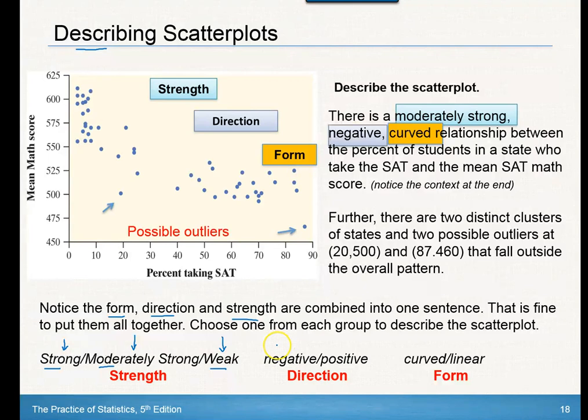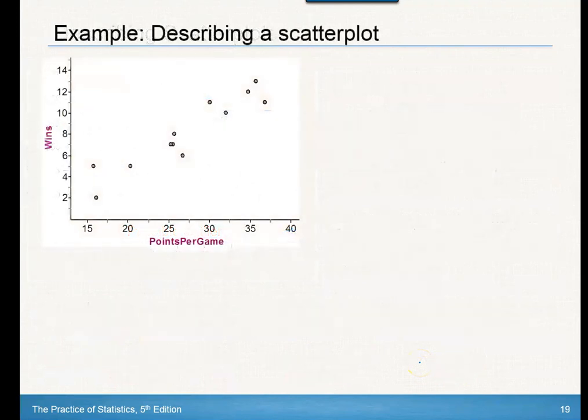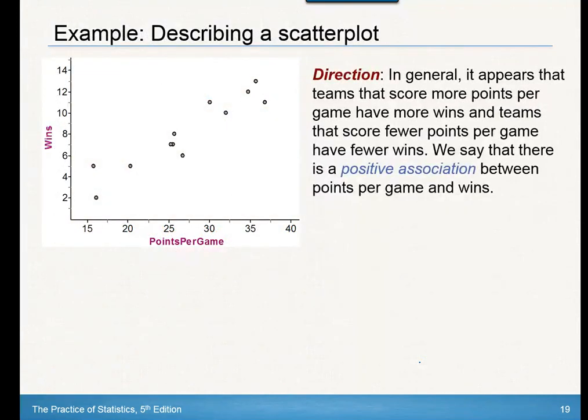Negative is like basically having a negative slope. Positive is like having a positive slope. And then the form is always curved or linear. So just make sure when you're describing strong, moderate, or weak that you're describing it based on whether it's curved or linear. Okay, let's take a look at the next example.